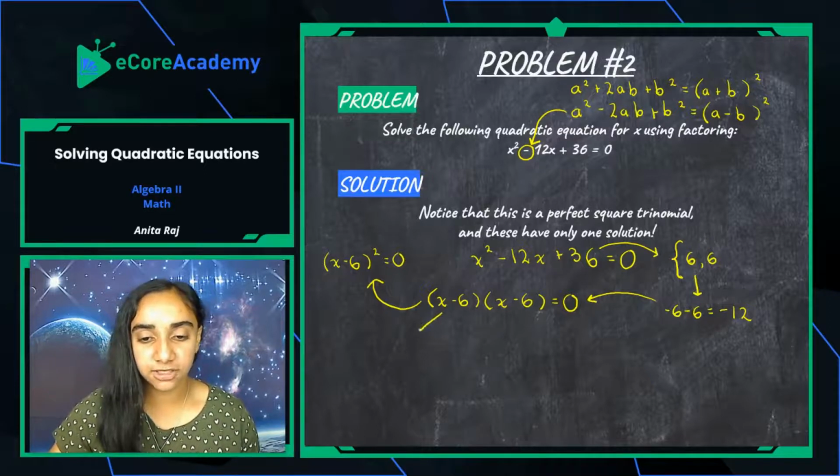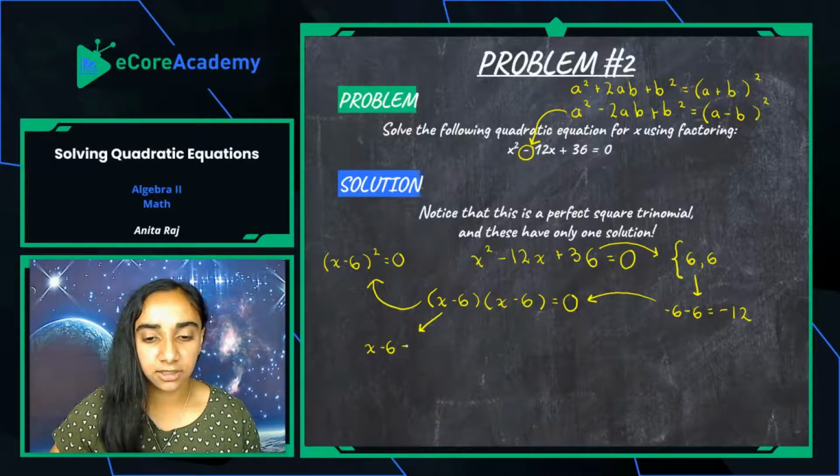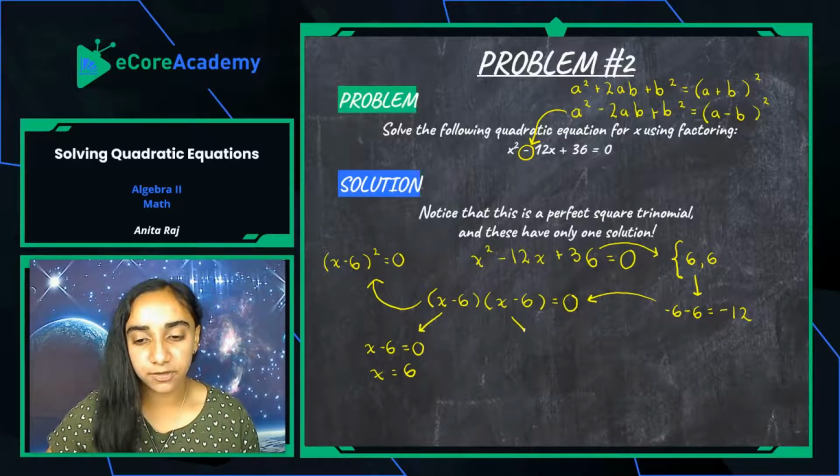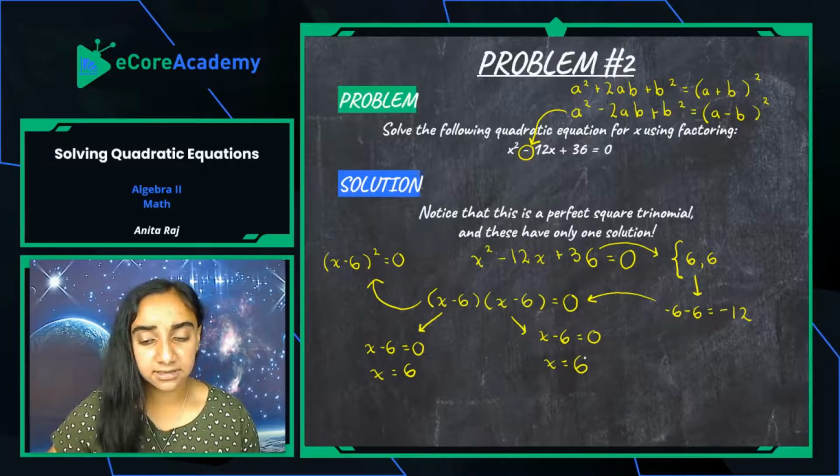So let's take the first set of parentheses, that first expression, x minus 6, and set that equal to 0. If we add 6 to both sides, we get x is equal to 6. Okay, so now let's do the second set of parentheses. So we have x minus 6, which is the exact same expression from the first set of parentheses. If we add 6 to both sides, we get x is equal to 6. As you can see, in both cases, x is equal to 6.